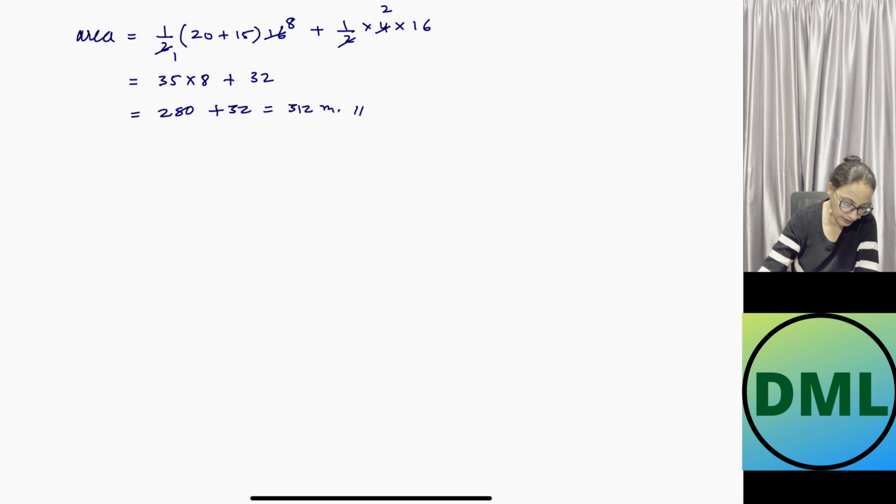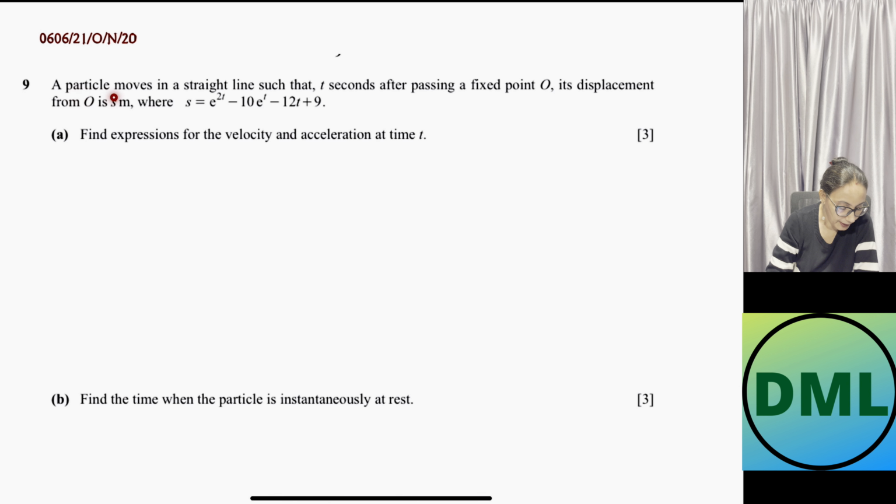Let's see the next question here. A particle moves in a straight line such that t seconds after passing a fixed point O, its displacement from O is s meters, where s is equal to e to the power 2t minus 10 e to the power t minus 12t plus 9. Find an expression for the velocity and acceleration at time t. I need to calculate the velocity when my displacement is given to us.